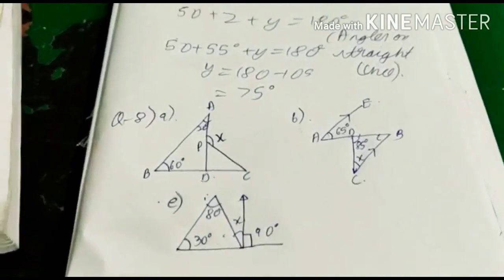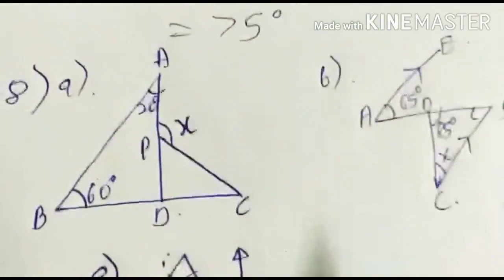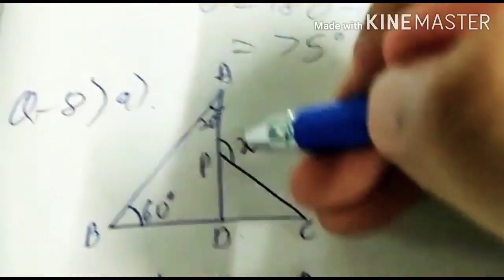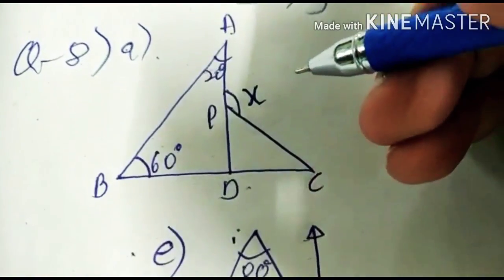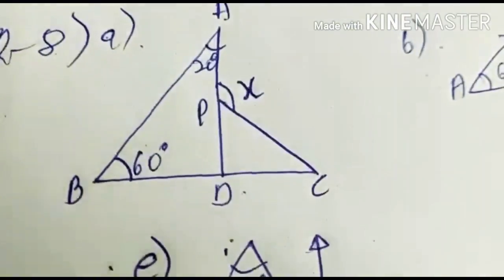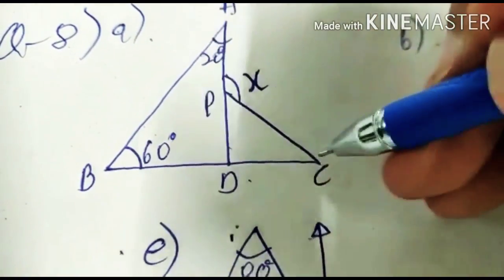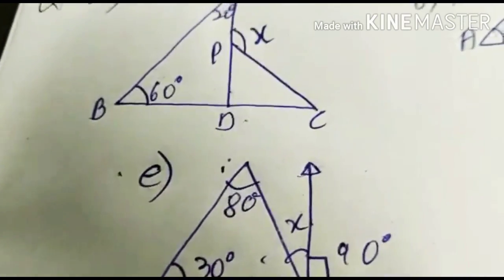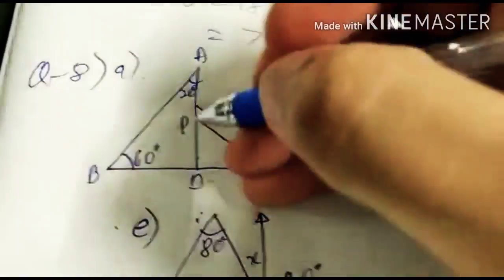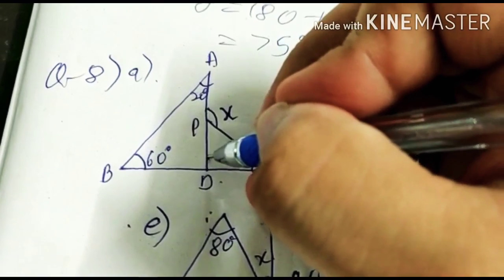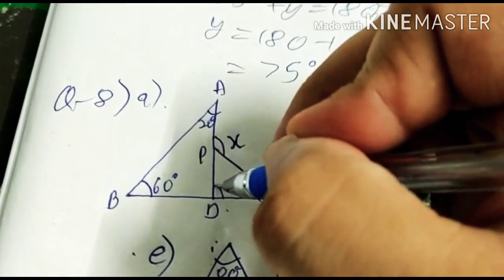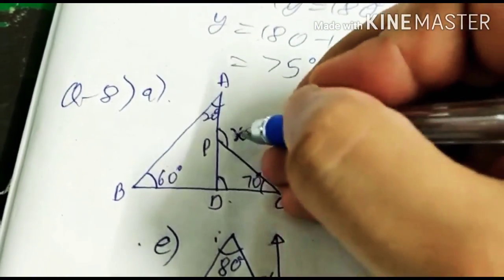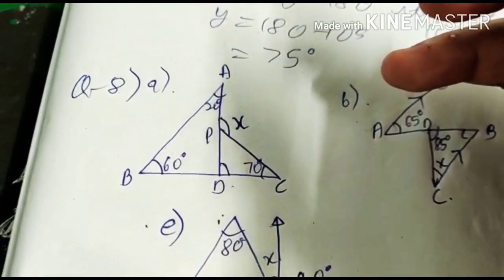So our first question for today is 8th A part. In this 8th A part, what we need to do is find the value of x. For finding the x, we need to know this value and this value. We need to know the value of this angle, and when we get the value of this angle, we can find this x very easily.